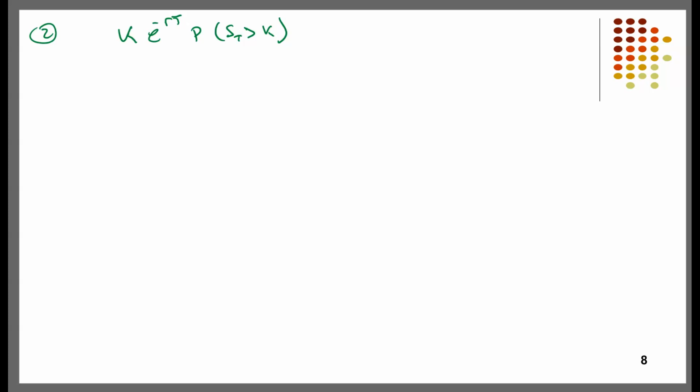Well, we know what ST is, and so let's use this. The probability that ST is above the strike price is also equal to the probability that, what is ST? ST is S0 times the exponential of, remember what we had here, R minus 1/2 of sigma squared, times T plus sigma BT. That's what we had there. And we want that value, because that's ST, to be greater than the strike price.